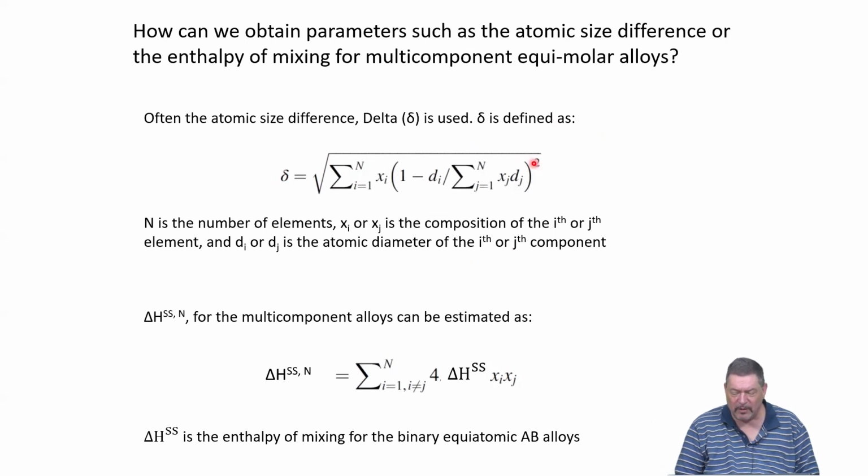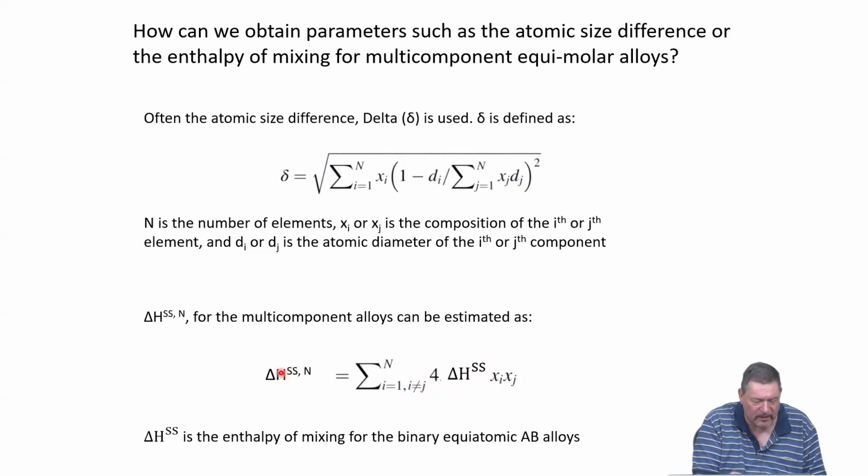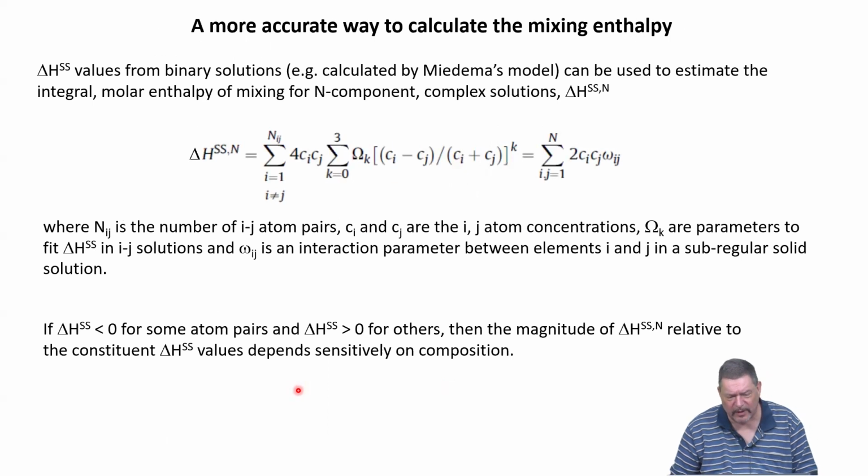And this is why people went and designed approaches which are based on either atomic size differences which are averaged out, or, in the case of the mixing enthalpy, go back to these values which are for the binaries. So these are the binary interaction parameters, and you then just calculate the average to get an effective value for the n-component solid solution. This is simplified, and this is a better way.